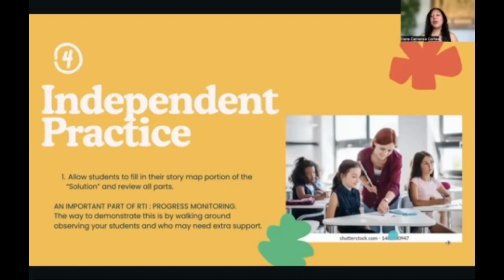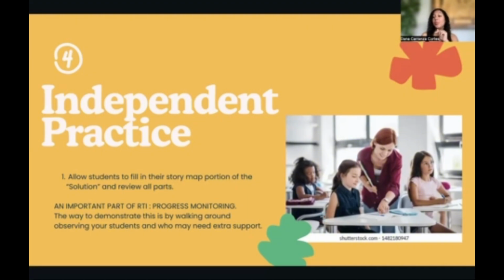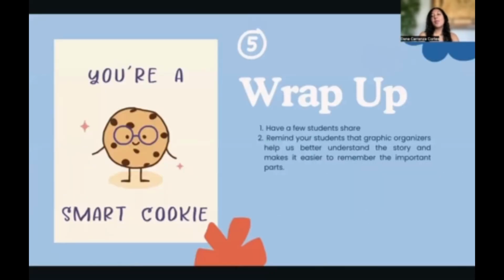And it shows you right here in this image how the teacher is showing her students, like, hey, maybe we need to fix this. Does this make sense? And then finally, you want to wrap it up. Have a few students share what they wrote down on their story map. Help them if it didn't seem to make sense. If the main characters are on the solution part, make sure that everything is making sense to them too. And remind your students that graphic organizers help us understand the story and make it easier for us to remember the important parts.